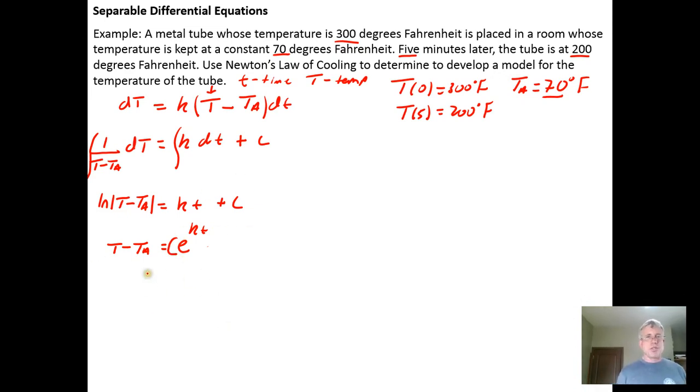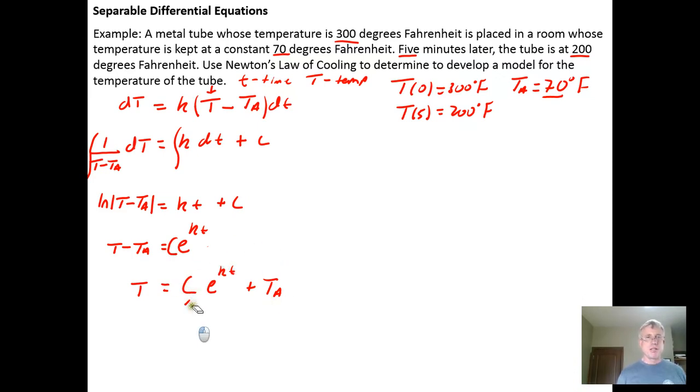And we do want to solve for T, so notice we could just add the ambient temperature to both sides at this step. So we get e to the kt plus T sub a, and then our job is to put the correct value in for T sub a, to solve for the constant of integration, and to solve for the constant of proportionality. Those are the three pieces that are left.